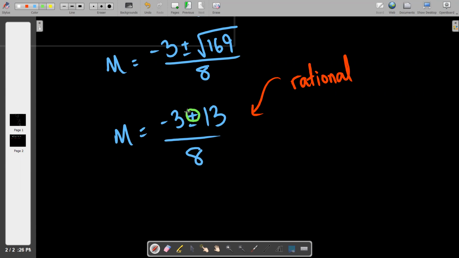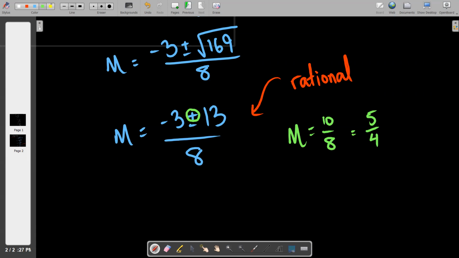If you follow my green circled plus sign, what is -3 plus 13? So one of my answers is 5/4. You see? That's a rational answer. That's more like in your wheelhouse. You're like, that's what I'm used to. That's what rational answers feel like.